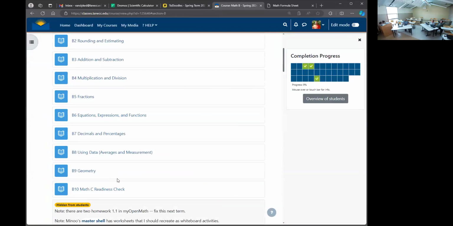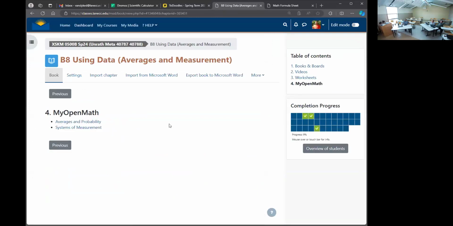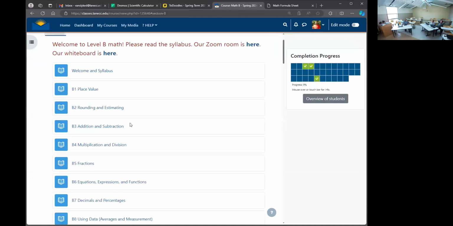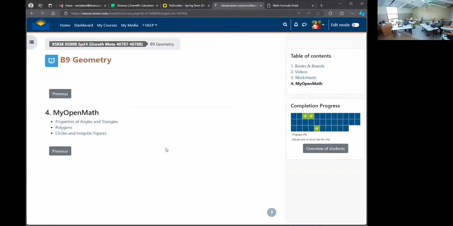Now you should be able to do all the homework on using data. You could do most of it already, but now you can do the measurement as well as the averages and probability from last time. And for geometry, how did they break it up? You can do angles? No, not yet, we haven't done angles. Can you do polygons? Yes, that's the one we did. Can you do circles? No, not yet. But this polygons one we can do.